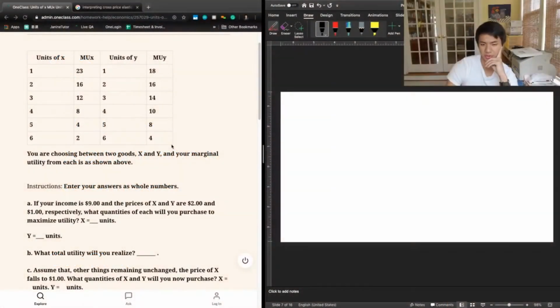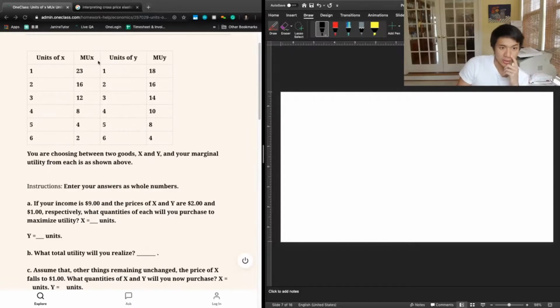Let's move on to the next question. The next question says, you're choosing between the two goods, X and Y, and your marginal utility from each one is shown above. Enter your answers as whole numbers. Part A says if your income is $9 and the price of X and Y are $2 and $1 respectively, what quantities of each will you purchase to maximize utility? X equals blank units, Y equals blank units.